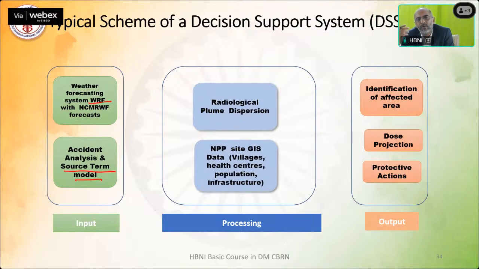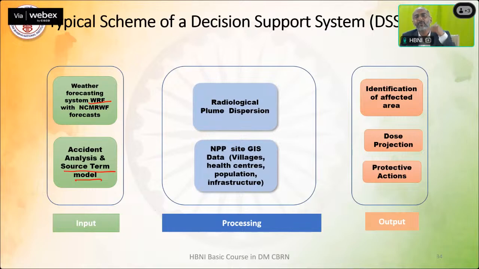And later, once the release has happened, you can also derive the source term from field environmental radiation monitors that are specially designed to estimate the source terms, based on which you can actually do a dose projection. What are the likely doses that the public are getting or will be getting if no protection is being taken? And if I take protections, what are the likely protections that would be necessary?